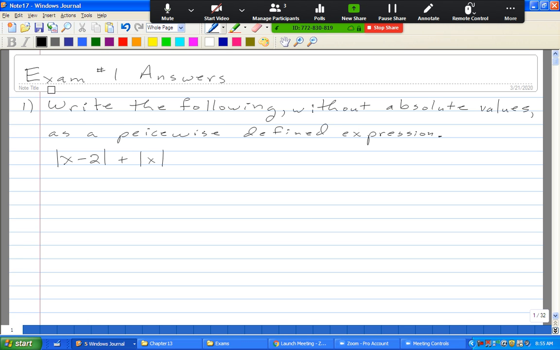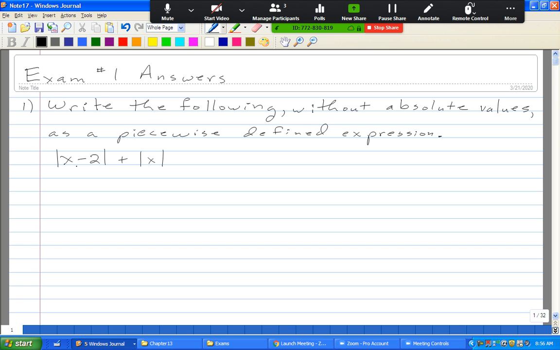So let's look over the sample exam 1, and we'll go over the answers for it. So the first problem: write the following without absolute value symbols as a piecewise defined function. Okay, so let's do that.